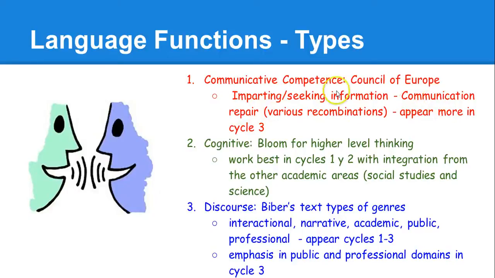But the more complex language functions in this area will start to appear more in cycle 3 as their proficiency level rises. And you also have other kinds of language functions, such as those identified by Barber, that are related to genres. And you'll see more of an emphasis in the public and professional domains with these kinds of discourse functions in cycle 3.